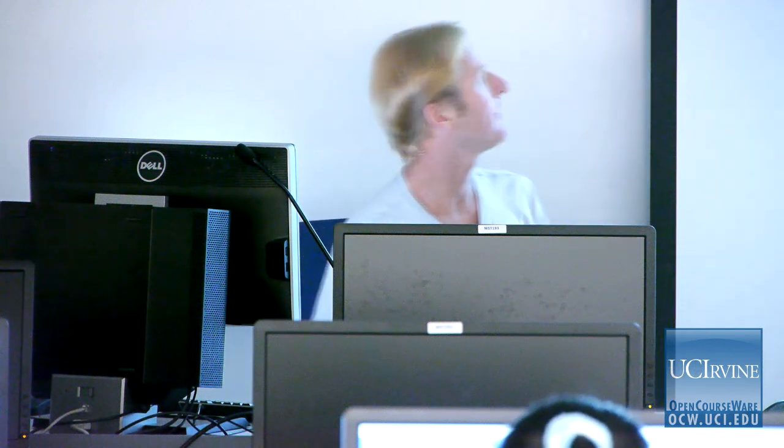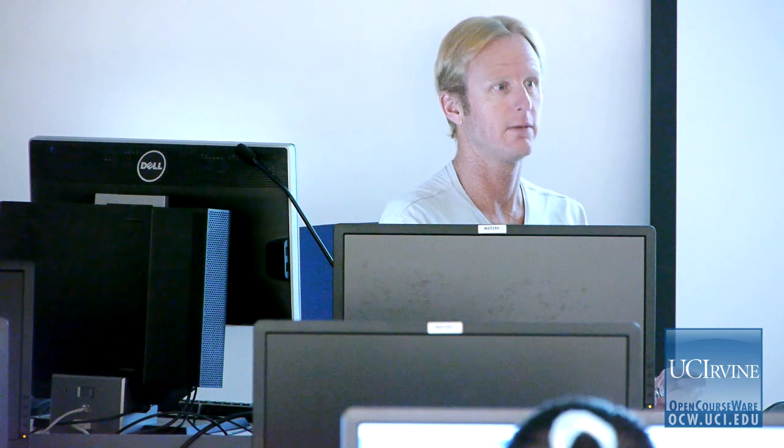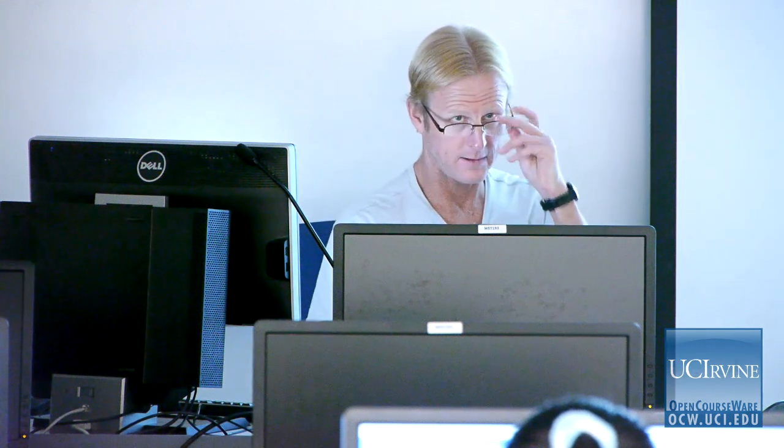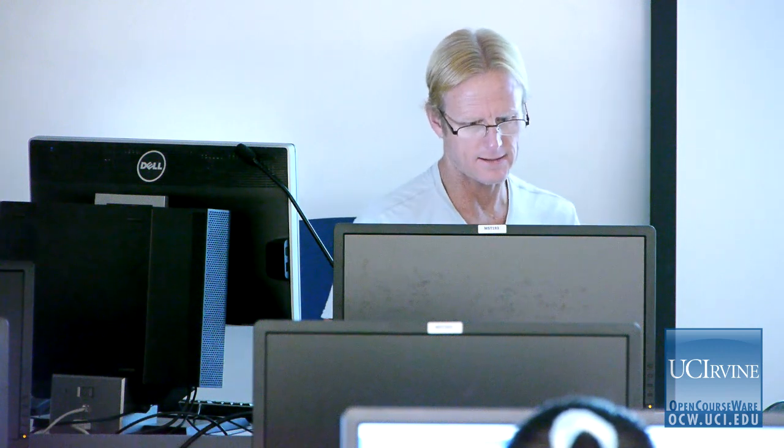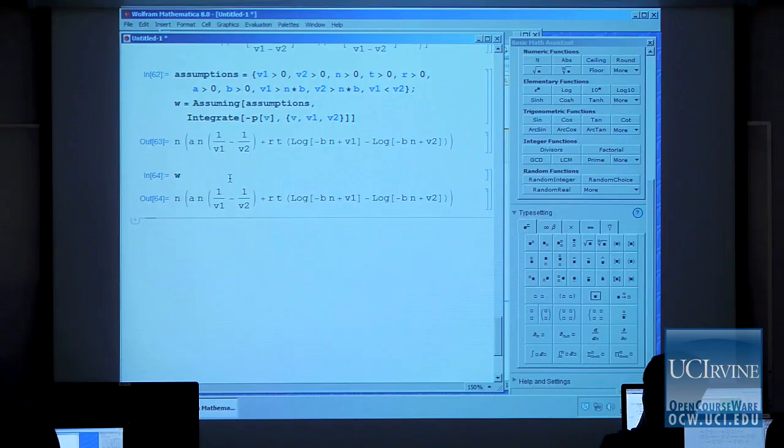Okay, so what's the point of this example? Well, it's to really emphasize the fact that if you want to get a useful expression by doing an integration in Mathematica, you should tell it everything you know about your parameters and variables. All right? Okay. Now, the next example, back to the board.